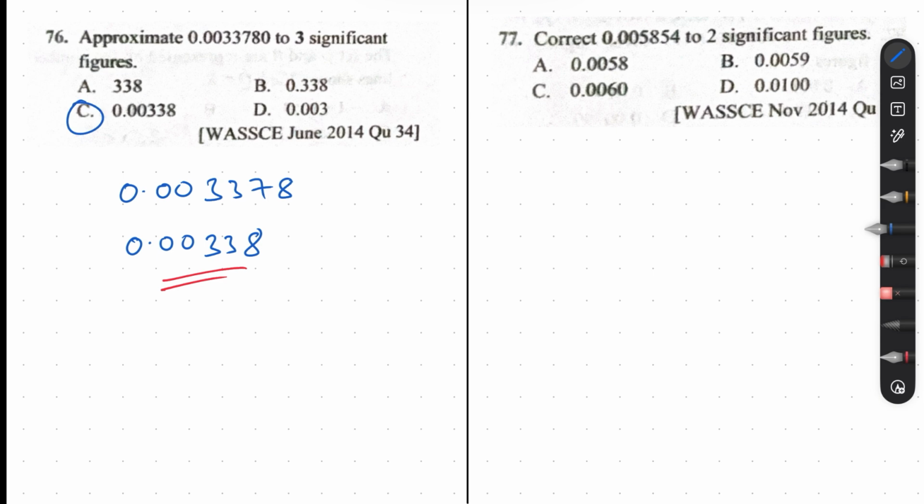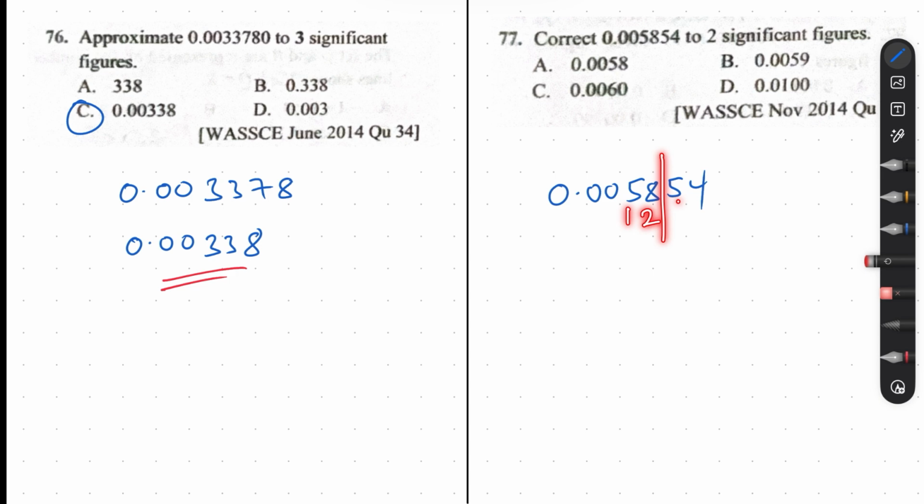Now let's move on to the next question. It says correct 0.005854 to two significant figures. Okay, so let's write it. 0.005854 to 2 significant figures. So let's start counting. Where is the first significant figure? Right here. Okay, so we have 1, 2. So we pause right here.